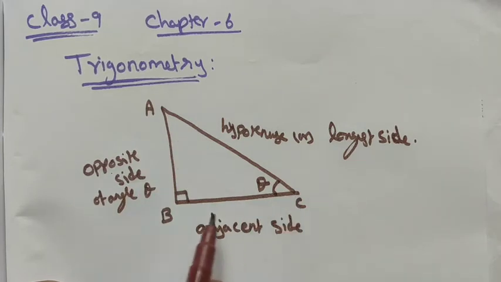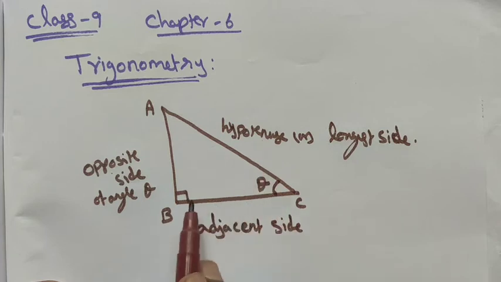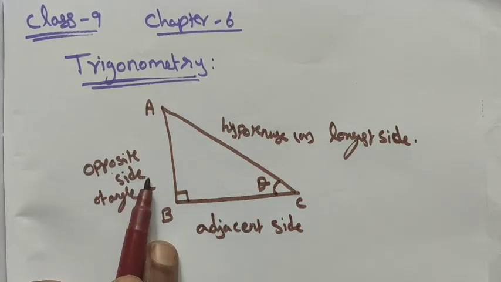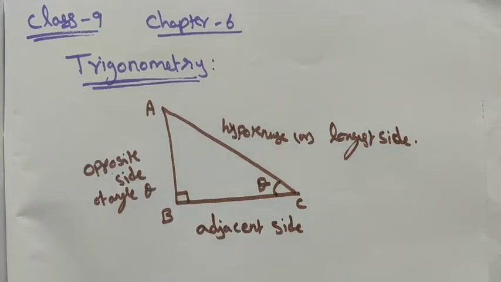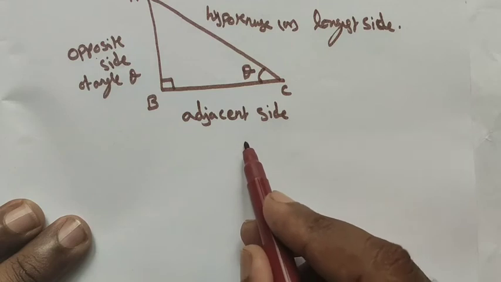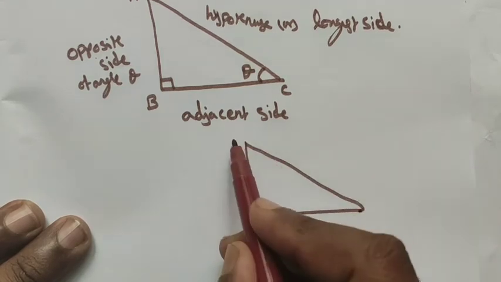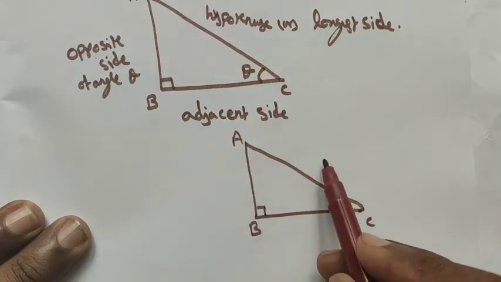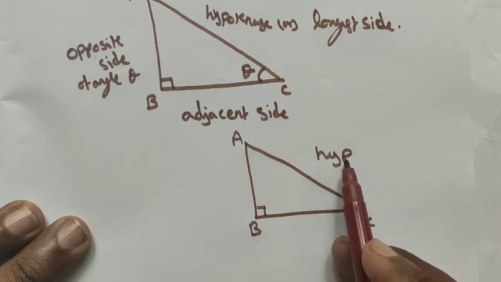So in a triangle, we know the longest side is the hypotenuse side, that will be located opposite to the 90 degree, and the opposite side is always opposite to the angle. The remaining side is the adjacent side. Suppose the same triangle is like here. Let me take it as this is A, this is B, this is C. It is 90 degree, so we know that is the hypotenuse side. Hypotenuse side, simply we write it as HYP, right?